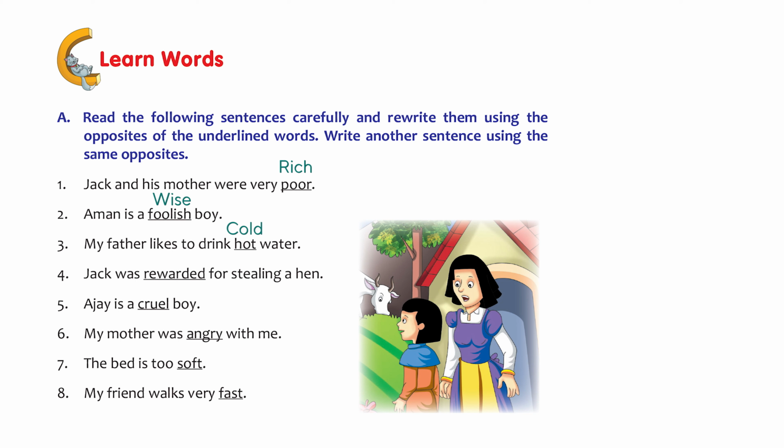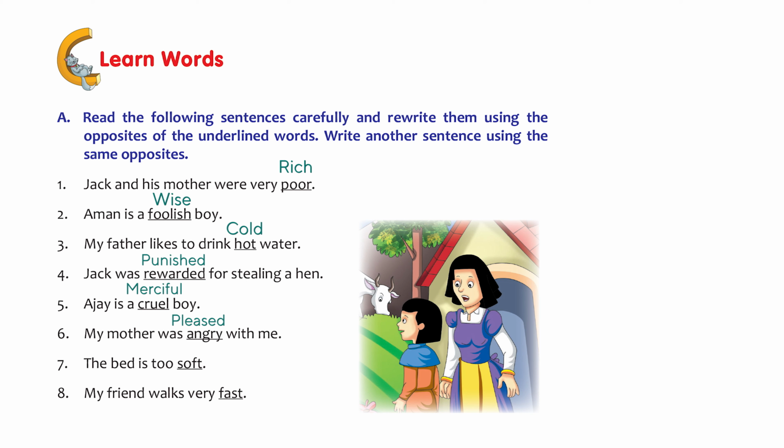Jack was rewarded for stealing a hen. So the opposite of rewarded would be punished. Jack was punished for stealing a hen. Ajay is a cruel boy. The opposite of cruel is merciful. So we write it as Ajay is a merciful boy. My mother was angry with me. The opposite would be pleased. My mother was pleased with me.